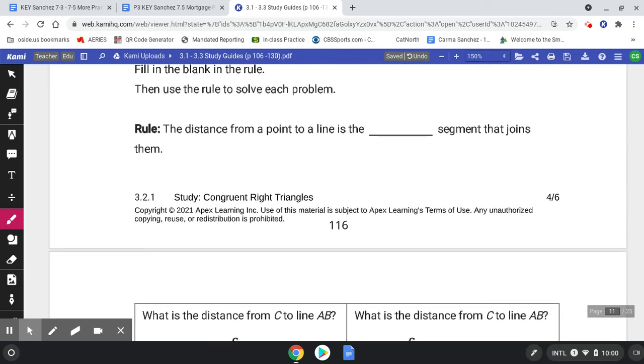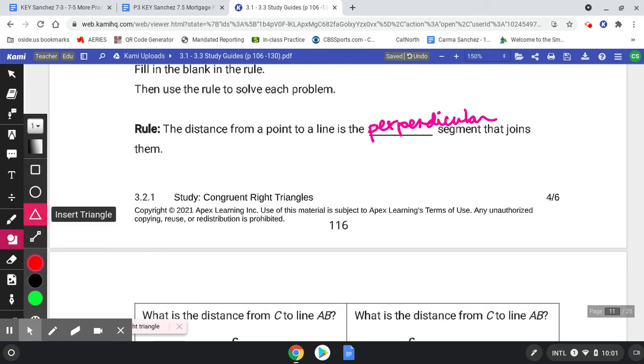Here comes a rule. The distance from a point to a line is the perpendicular segment that joins them. In fact, we talked about perpendicular segments at the end of last unit. Remember how we talked about from the vertex straight down is an altitude? And then from the other vertex straight down is an altitude. And from the final vertex straight down, oops, let's do that one better. But you get what I'm saying here.